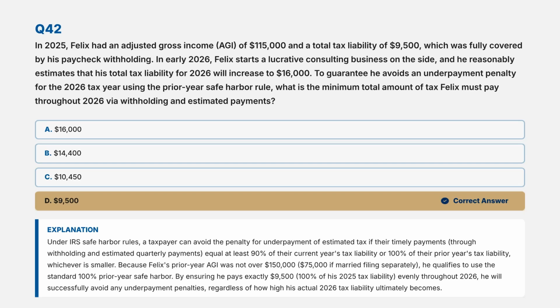Because Felix's prior year AGI was not over $150,000, $75,000 if married filing separately, he qualifies to use the standard 100% prior year safe harbor by ensuring he pays exactly $9,500, 100% of his 2025 tax liability, evenly throughout 2026. He will successfully avoid any underpayment penalties, regardless of how high his actual 2026 tax liability ultimately becomes. Great. Now let's move to our next question.